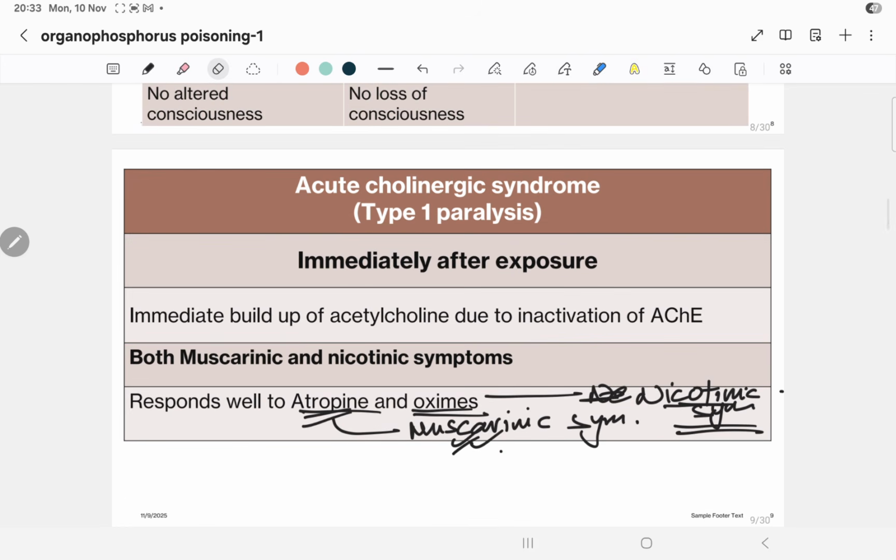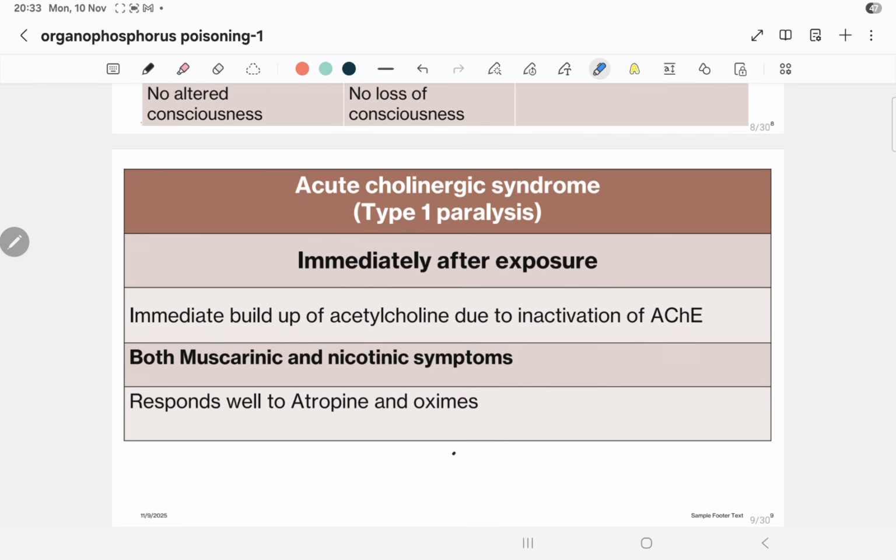Now, acute cholinergic syndrome. What we have studied till now is acute cholinergic syndrome. It is the immediate symptoms or signs that happen after the exposure. So whatever nicotinic or muscarinic effects we have studied till now, due to the inactivation of acetylcholinesterase and buildup of acetylcholine, is acute cholinergic syndrome. Both muscarinic and nicotinic symptoms will be there, and we give atropine and oximes. Okay, this is acute cholinergic syndrome. Cholinergic means due to acetylcholine. So atropine mainly takes care of muscarinic symptoms.